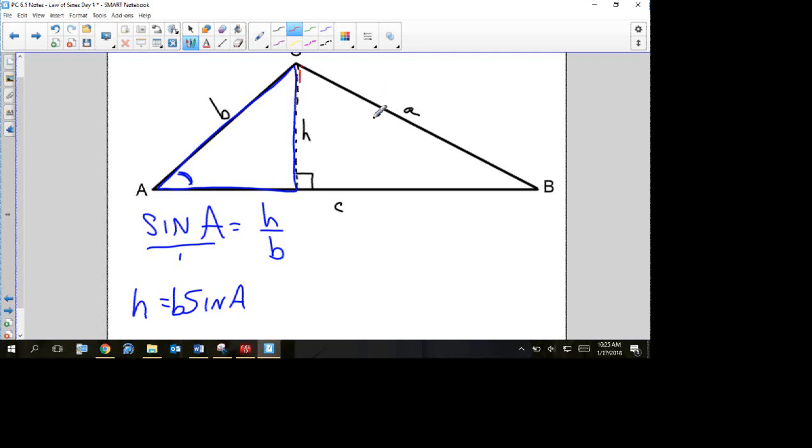Now I'm going to repeat the process, but I'm going to use this other right triangle. I'm going to use angle B, and I'm going to use side h and side a. Well, that's still sine. Sine of angle B is equal to the opposite h over the hypotenuse a. And then I'll cross multiply. I'm going to get h equals lowercase a sine angle B.